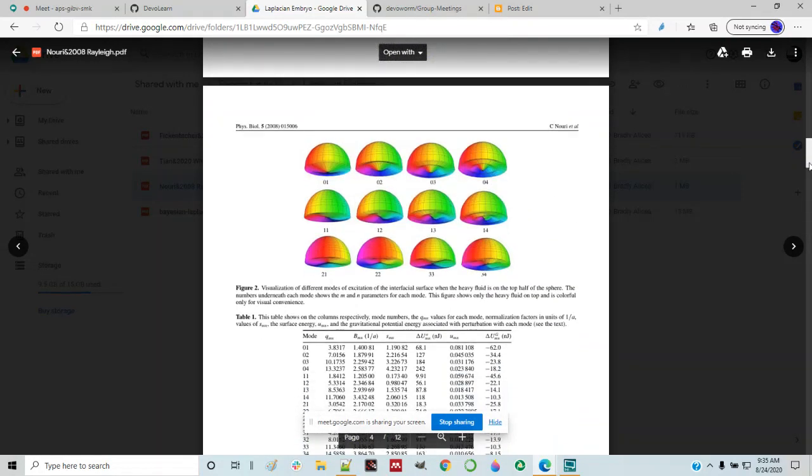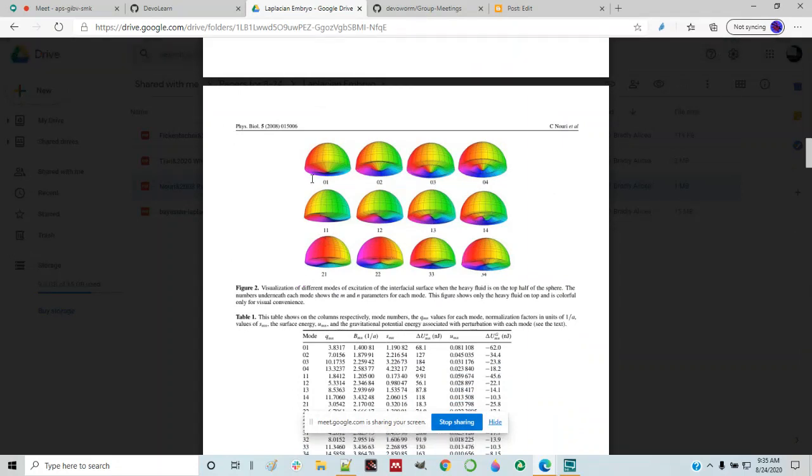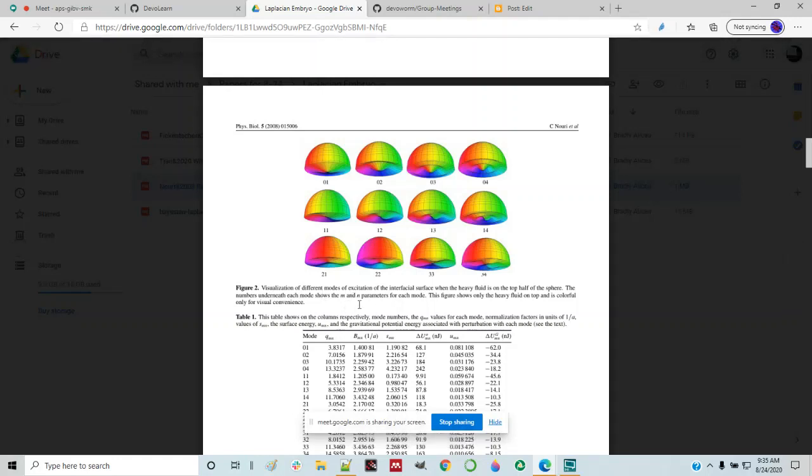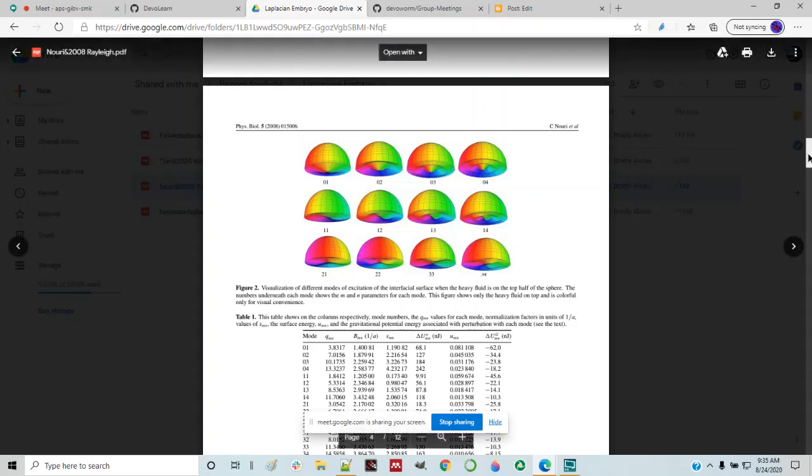Here's a nice visualization of what they did. So visualization of different modes of excitation of the interfacial surface when the heavy fluid is on the top half of the sphere. The numbers underneath each mode show the M and N parameters for each mode. This figure only shows the heavy fluid on top and is colorful only for visual convenience. So the colors don't really correspond to anything necessarily. But this is just a visualization of the different modes of excitation.